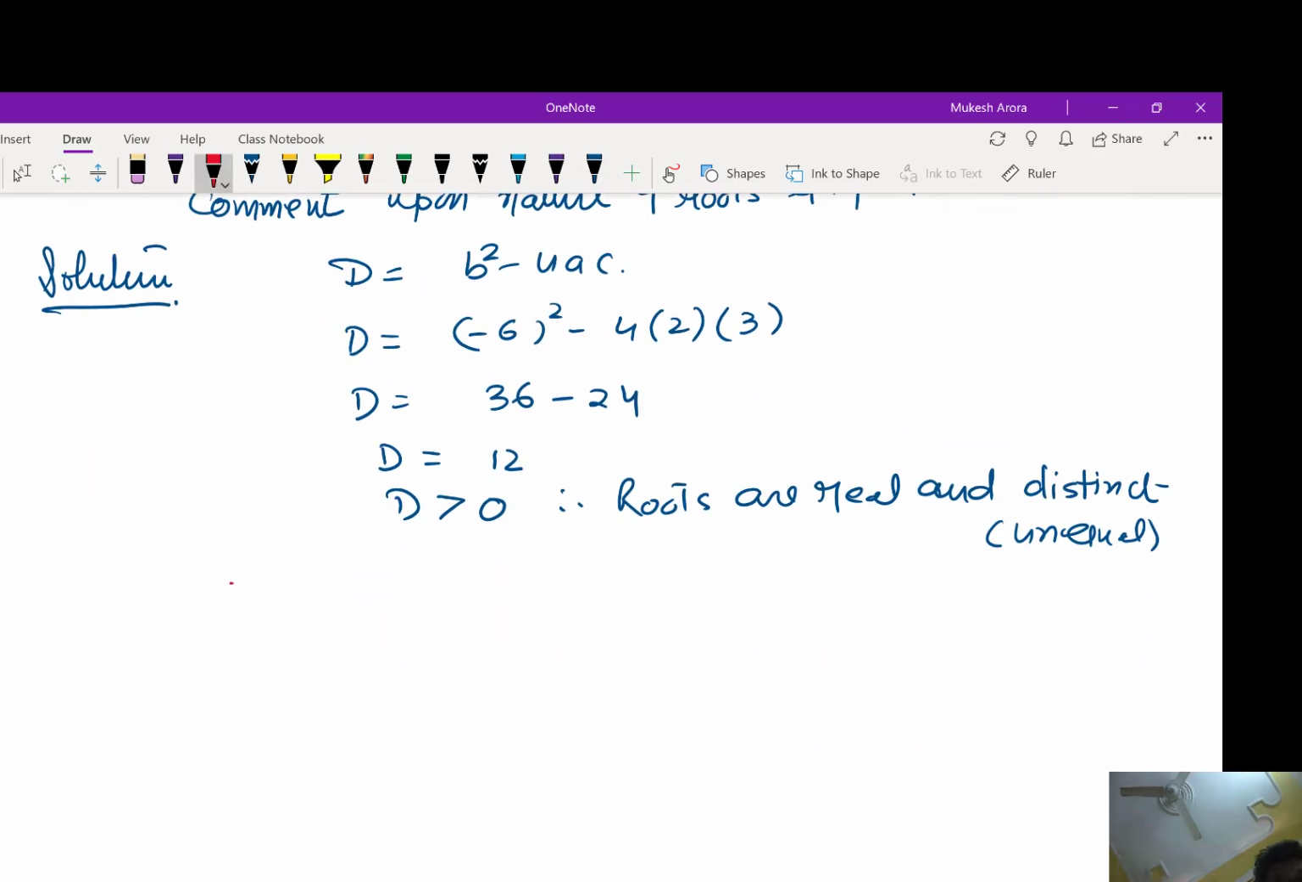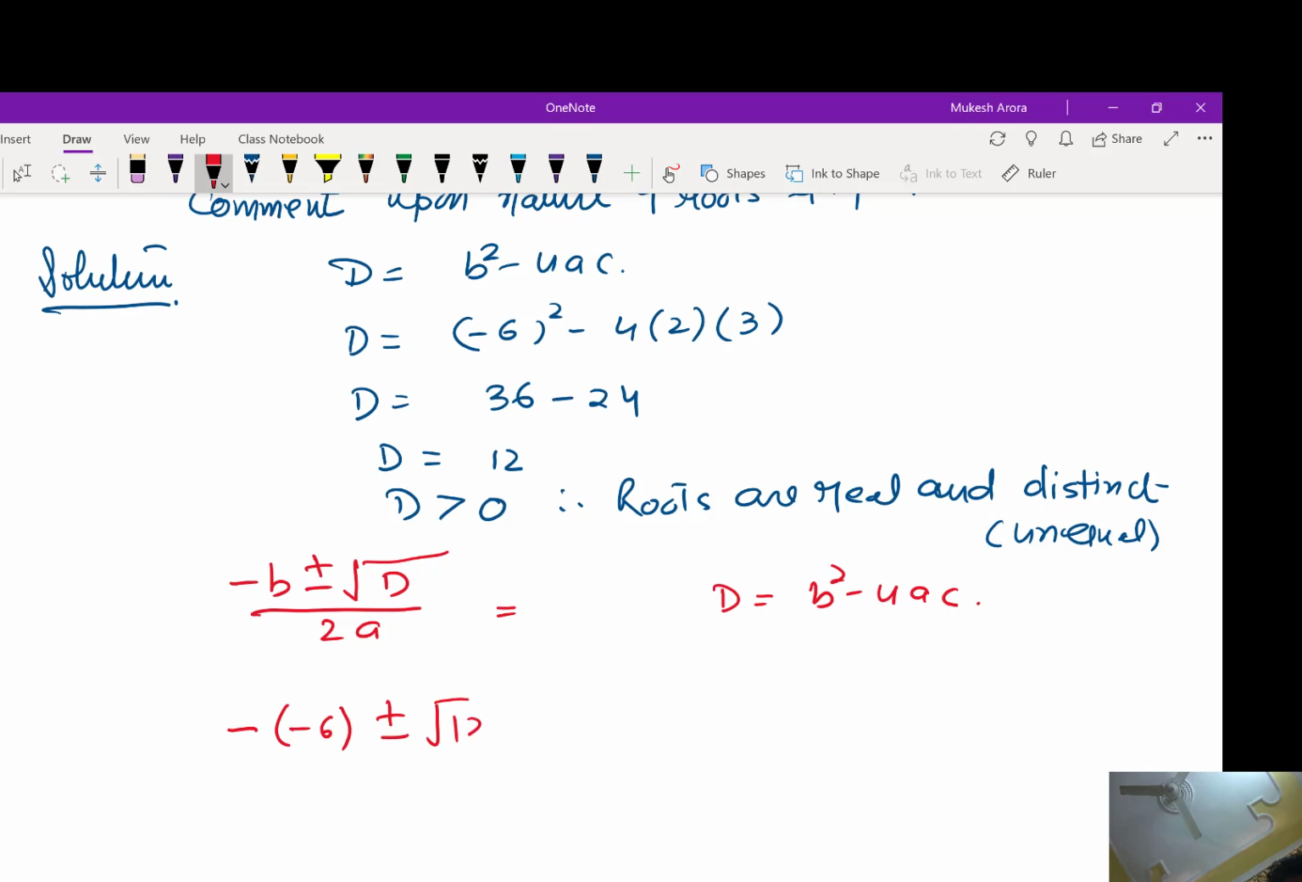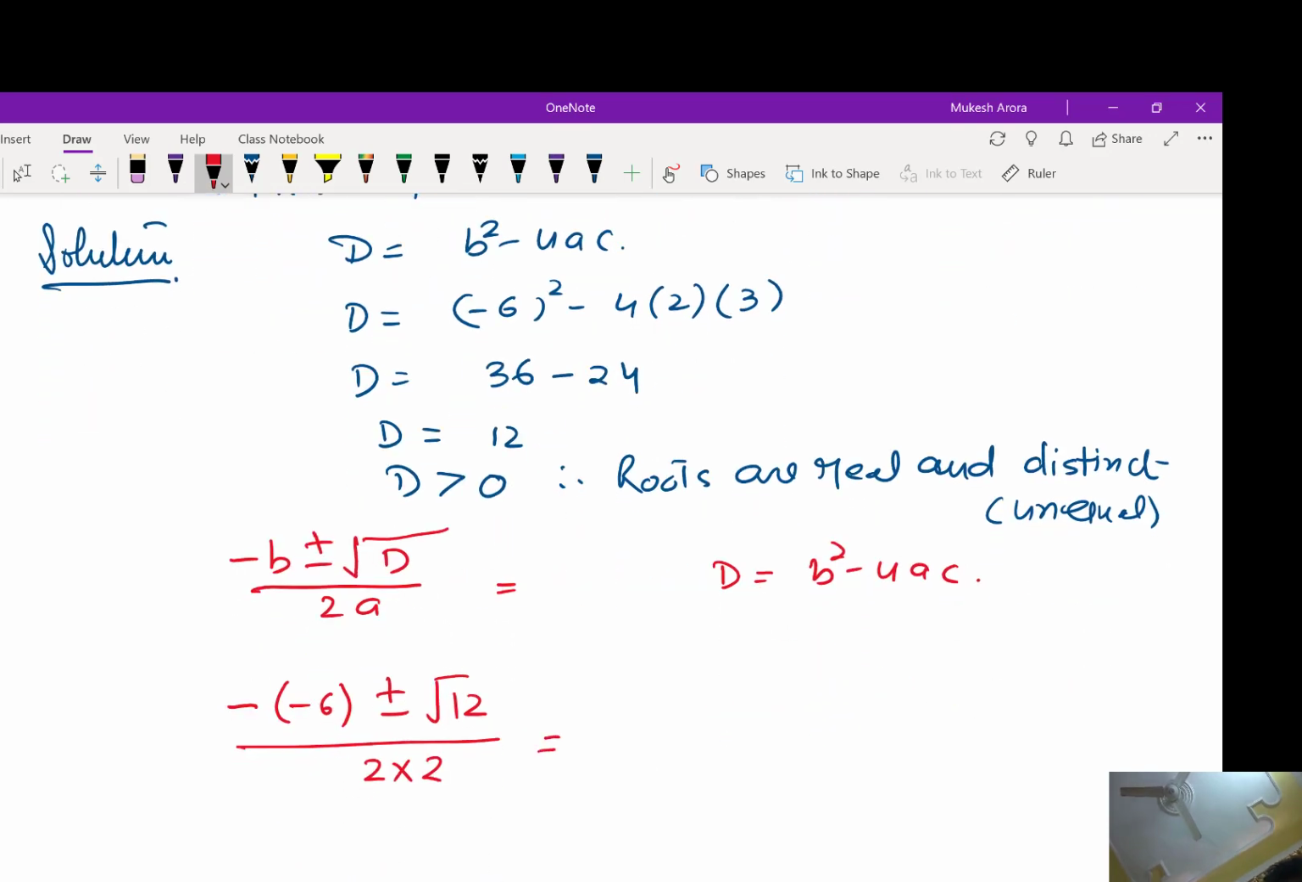That also we know, that is minus b plus minus under root. Now we can write D. Why can we write D? Yes, you are absolutely right, because the value of D is equal to b square minus 4ac. So minus b is minus of minus 6, plus minus under root D, which is 12, by 2a. A is again 2. So this will be 6 plus minus under root 12 by 4. We can factorize 12 as 2 into 2 into 3. This will be 2 root 3.